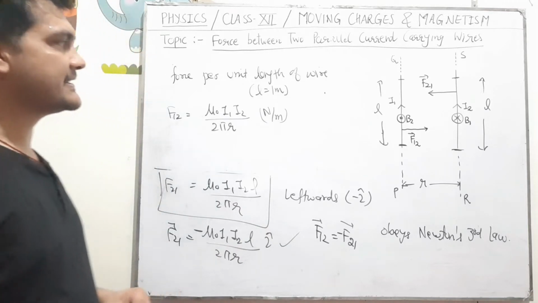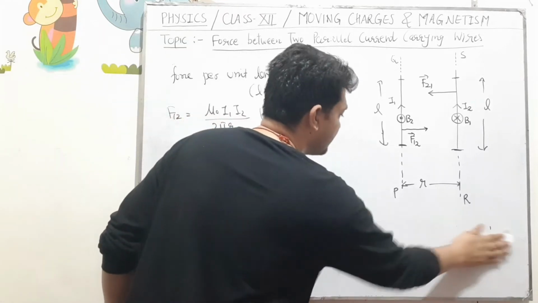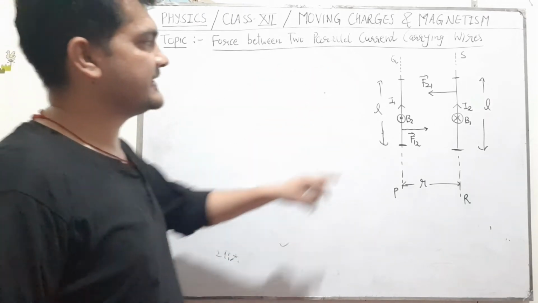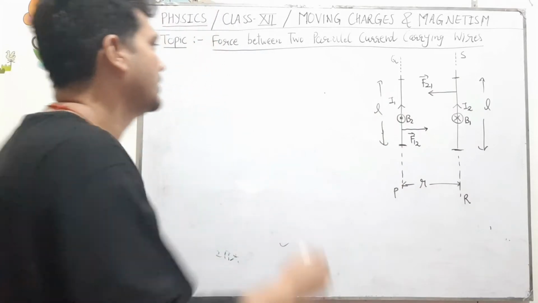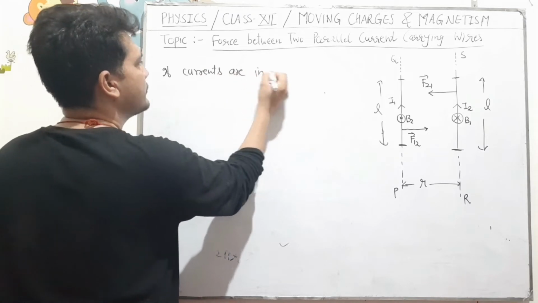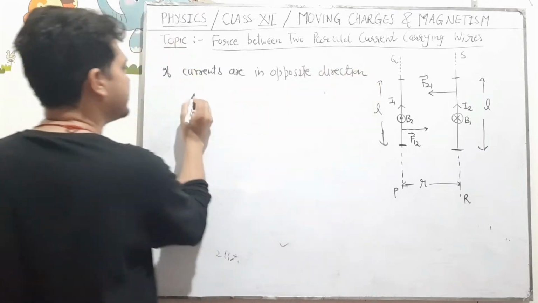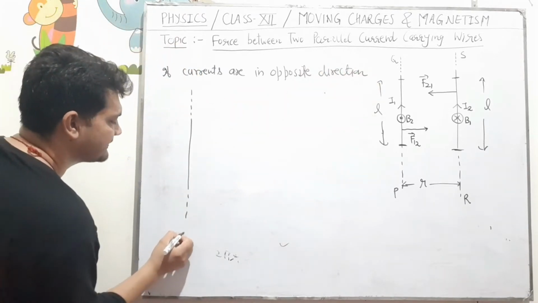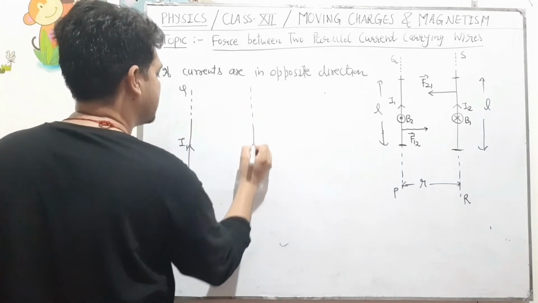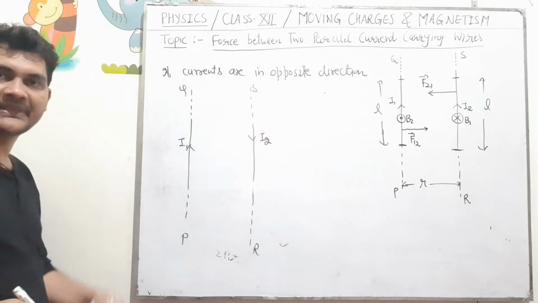Okay, now let us see what happens if the directions of current are opposite. What happens if currents are in opposite directions? This is the case that currents are in the same direction. Now if the currents are in opposite directions, like this is the case, suppose this is wire PQ and the current is in upward direction, and this is wire RS placed parallel to it, and current is flowing in downward direction. Now what happens, students?